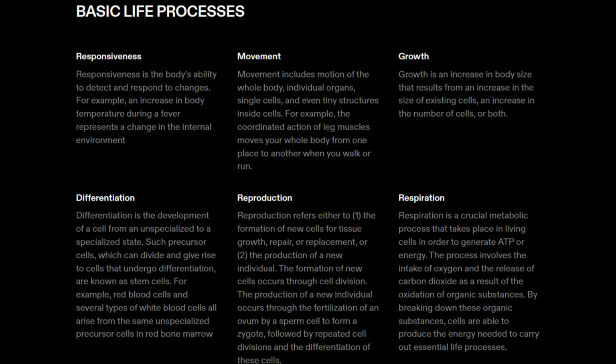The formation of new cells occurs through cell division. The production of a new individual occurs through the fertilization of an ovum by a sperm cell to form a zygote, followed by repeated cell divisions and the differentiation of these cells.